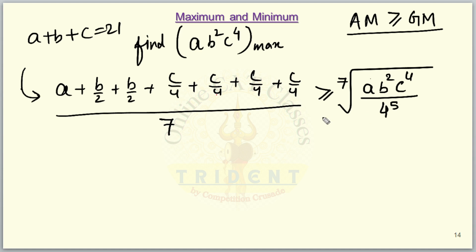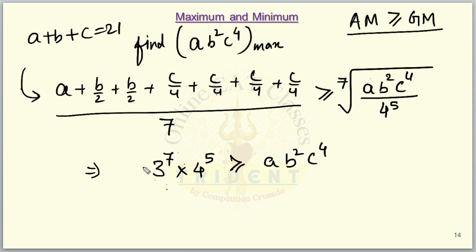Okay. So this can be written as 21 raised to the power 7 by 7 raised to the power 7. Or at the same time, I could have easily written it as 3 raised to the power 7, because 21 by 7 is 3. I am transposing the 7th root to the LHS, making 3 raised to the power 7. I should also transpose the 4 raised to the power 5. There I get, this is greater than or equal to a into b square into c to the power 4.